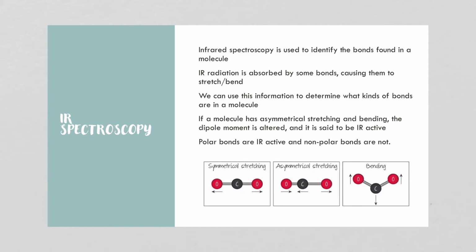So infrared spectroscopy is used to identify the bonds that are found in a molecule. Infrared radiation is absorbed by some bonds, and that causes them to stretch and bend. And we can use this information to determine what kinds of bonds are in the molecule. If a molecule has asymmetrical stretching, like this one here, so the carbon is stretching towards the oxygen and the other one's stretching away, or we have bending, then the dipole moment on the molecule is altered and it is said to be infrared active. So polar bonds are active and non-polar bonds are not.